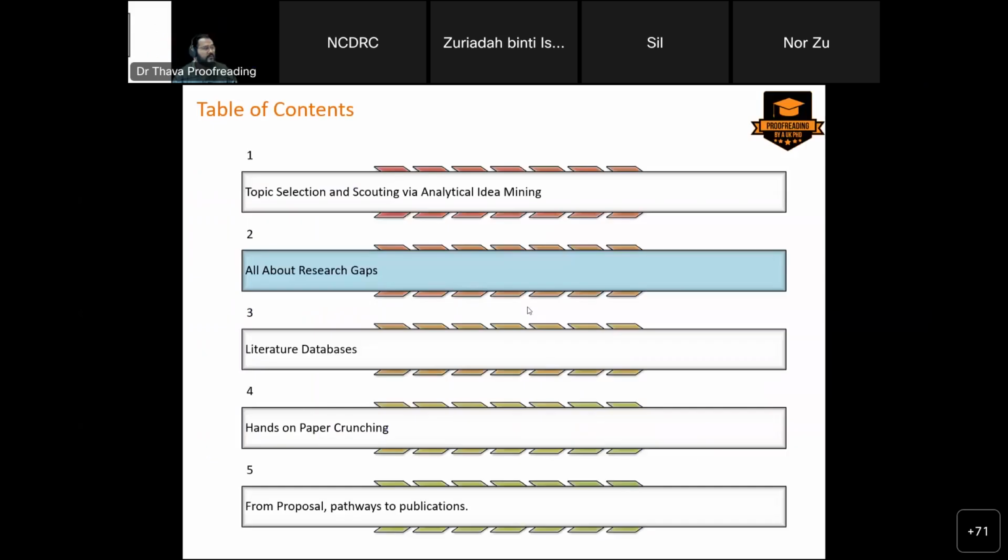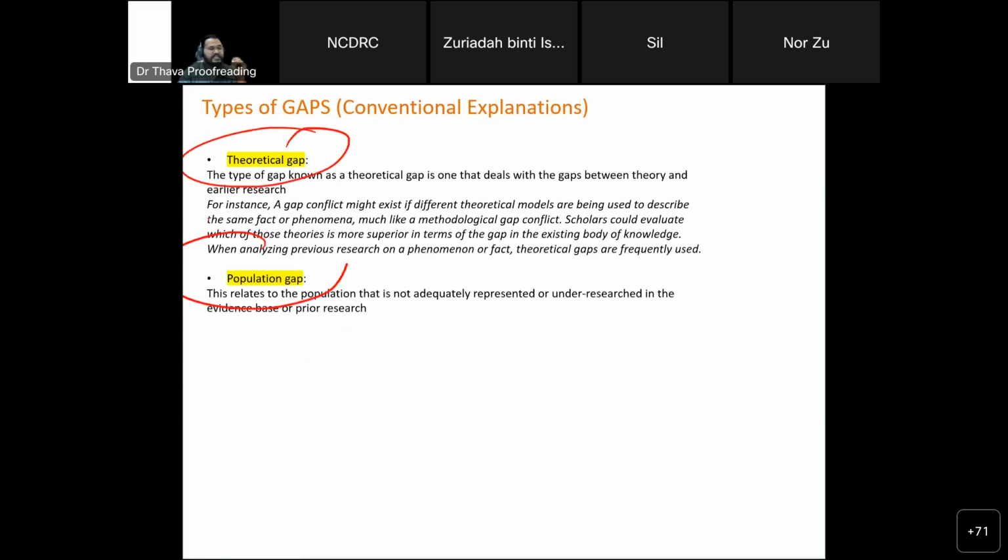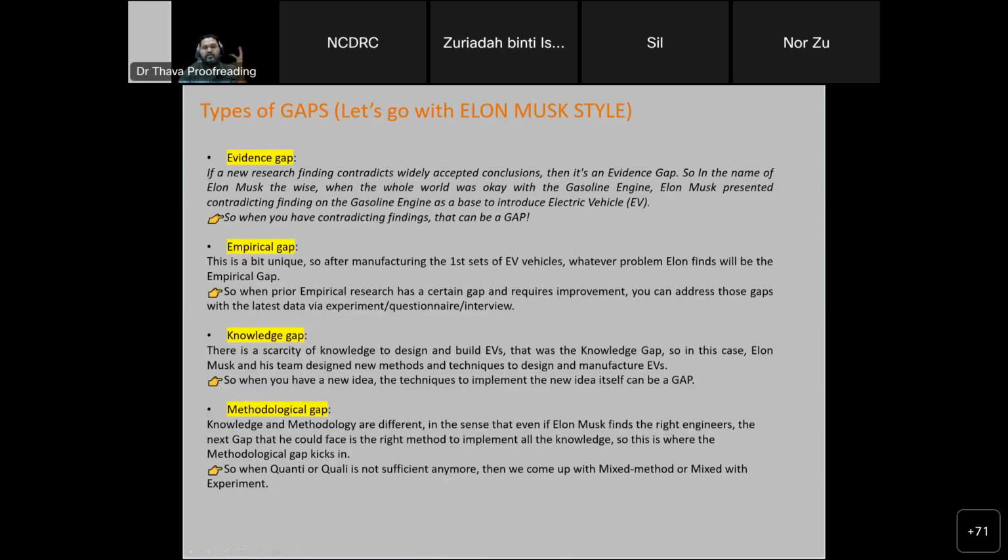Now let's go to all about research gaps. So far, we've already covered topic exploration. From topic exploration, we need to know, while exploring topics, the research gaps. What kind of research gaps should we look for? We have the evidence gap, the empirical gap, the knowledge gap, the methodological gap, the theoretical gap, and the population gap. But how do we interpret these gaps? I don't understand the core of these gaps. They all sound similar: evidence, empirical, all sound the same. There are very distinctive differences between them that you really need to understand.